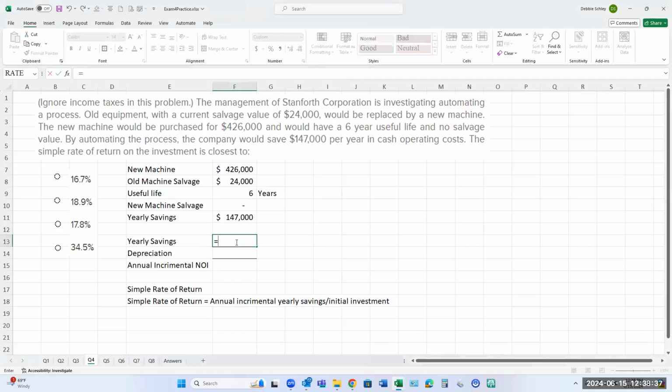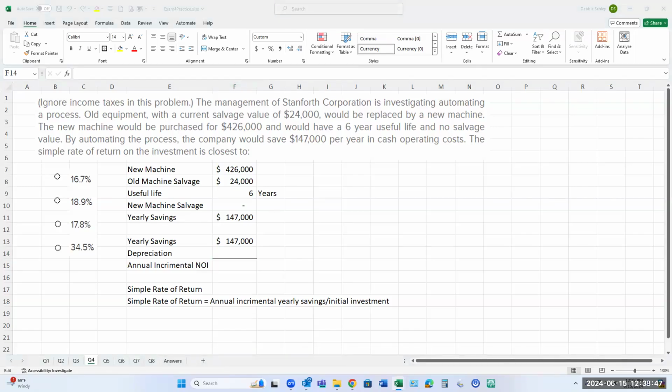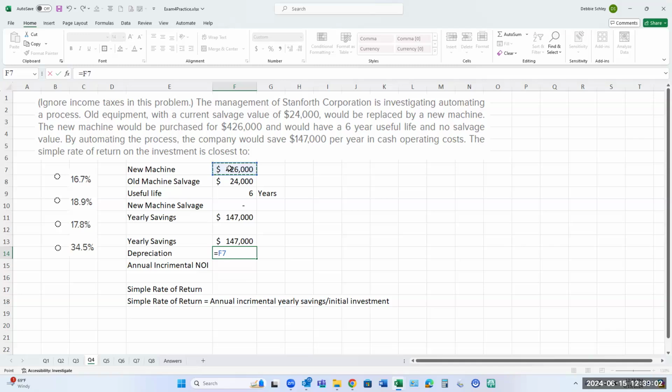So my yearly savings are $147,000. Depreciation, and if you'll remember, the new machine has no salvage value. So straight line depreciation is the new machine total cost minus any salvage value, which was 0, divided by the useful life in years.